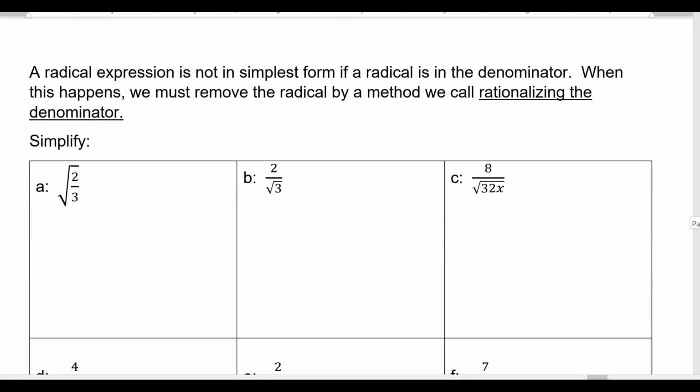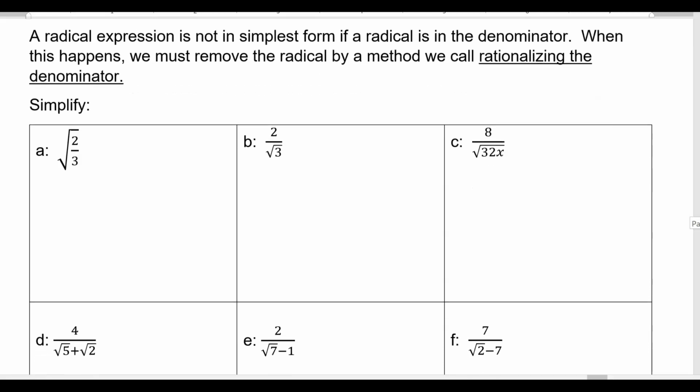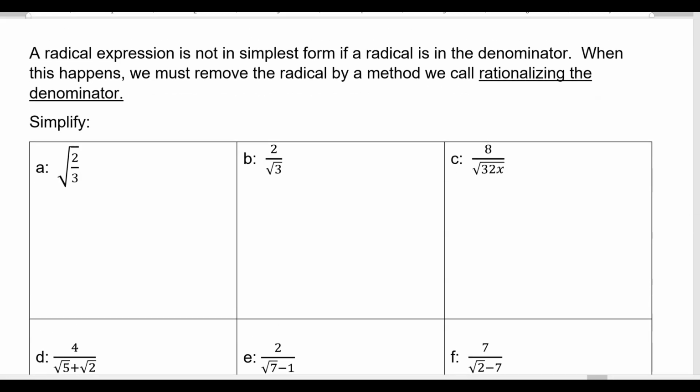A radical expression is not in simplest form if a radical is in the denominator. When this happens, we must remove the radical by a method we call rationalizing the denominator. So, for example, we have a radical here, square root of 2/3. This is first considered to be the square root of 2 divided by the square root of 3. However, this rule says that it's not in simplest form if a radical is in the denominator, and we do have a radical in the denominator.